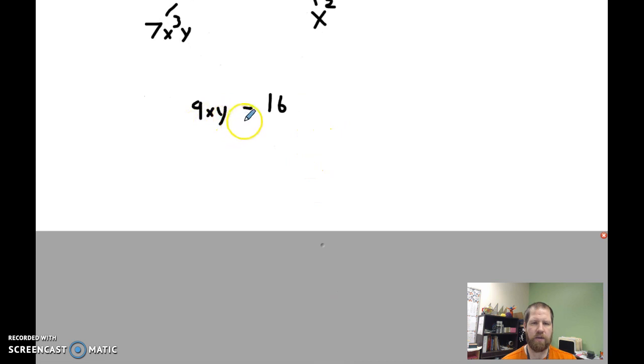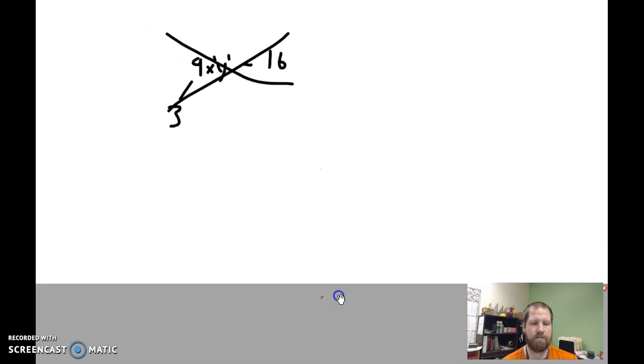All right, 9xy minus 16. So 9 is 3 times 3. And I've only got one variable here. My x is just to the first power, my y is to the first power. So this is not going to be a perfect square. There are no factors that would multiply to make this true. So this is not the difference of two squares. And that's what you would write. That's it.